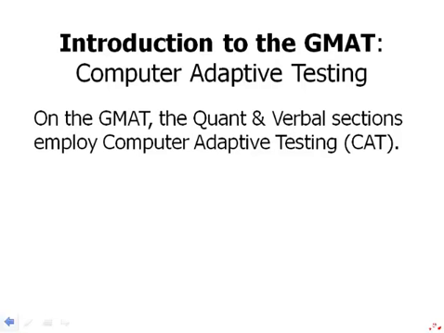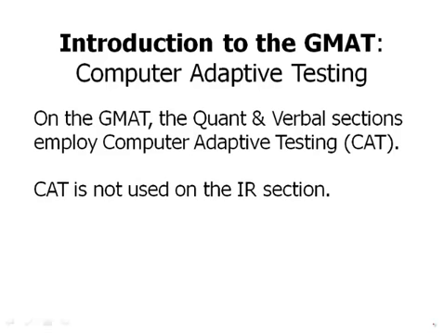Computer adaptive testing on the GMAT. The GMAT quantitative and verbal sections employ computer adaptive testing. Now, before we even get into what exactly this means, let me just point out the CAT is not used on the integrated reasoning section. Of course, it's not used on the essay either. And so what this means is everything in this video concerns only the math section and the verbal section, not the integrated reasoning section.